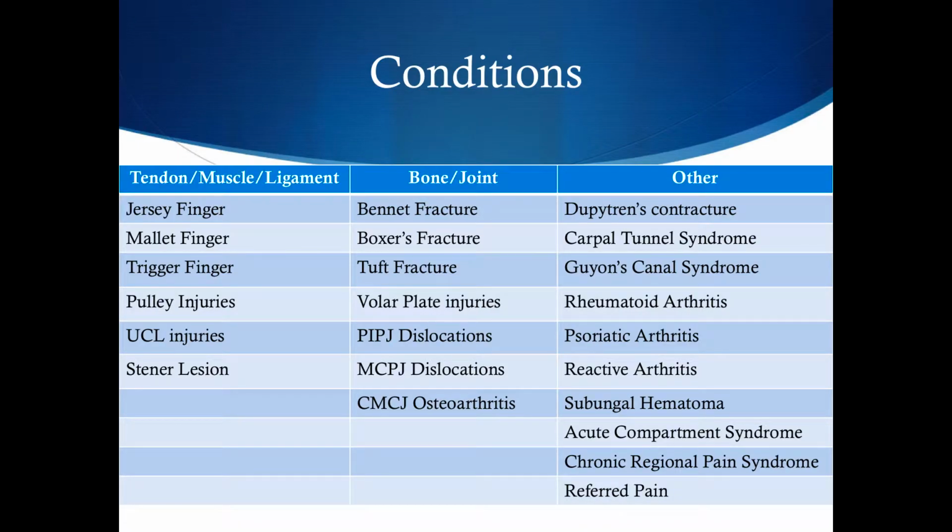On slide 3, you'll be seeing the list of conditions that we will be reviewing today. They will be divided into 3 sections. First, there will be soft tissue injuries involving tendon, muscles, and ligaments. There will also be fractures and dislocations involving bones and joints. And there will be a third group involving miscellaneous conditions of the hand or regional or generalized symptoms that present with hand symptoms.